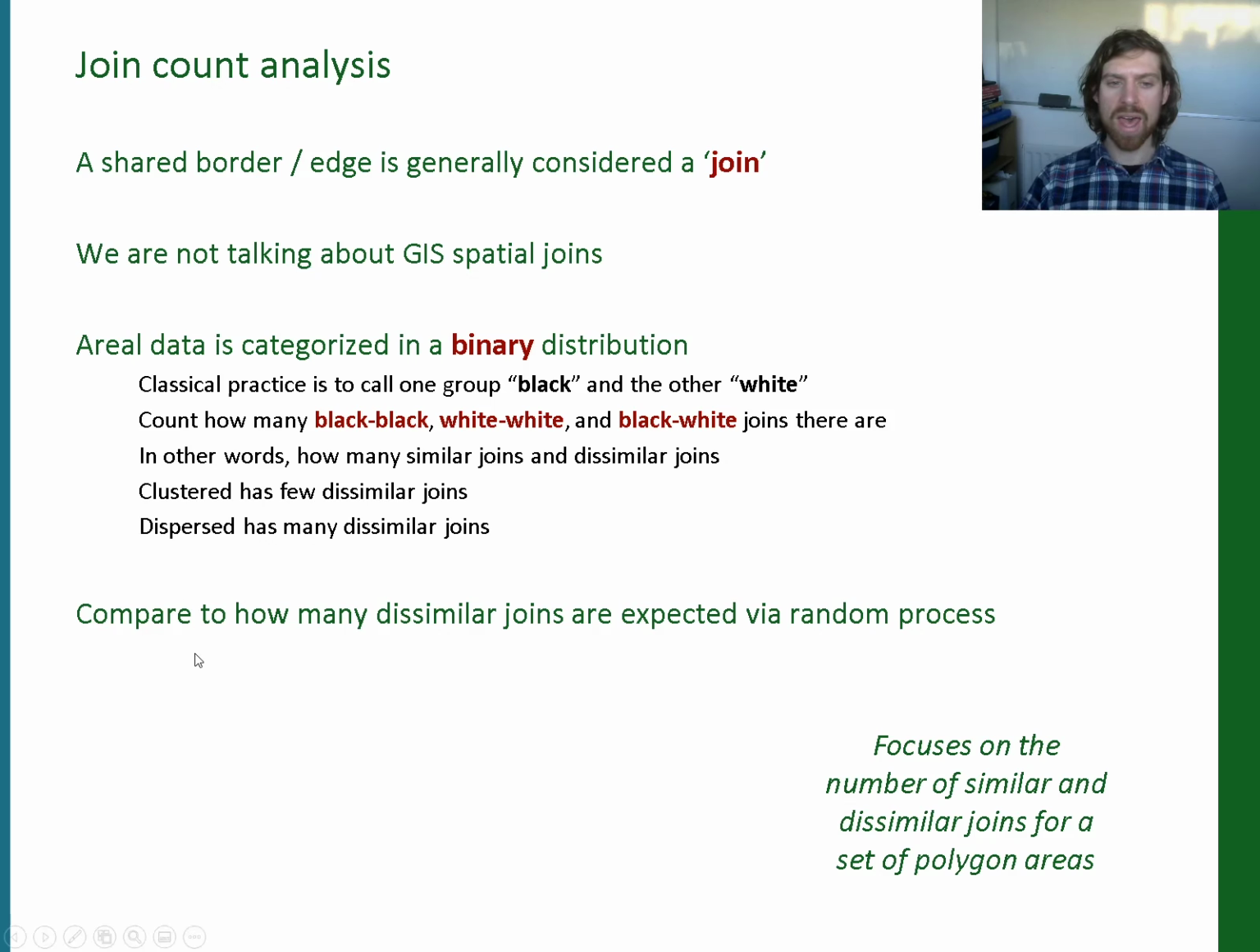So we can then compare to how many dissimilar joins are expected just by a random process. Okay, if we just randomly generate a set of outcomes, we would have some understanding of how many joins we would potentially get.